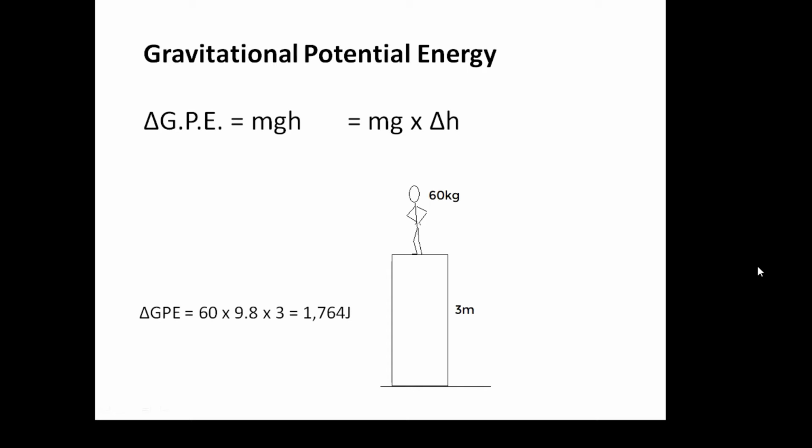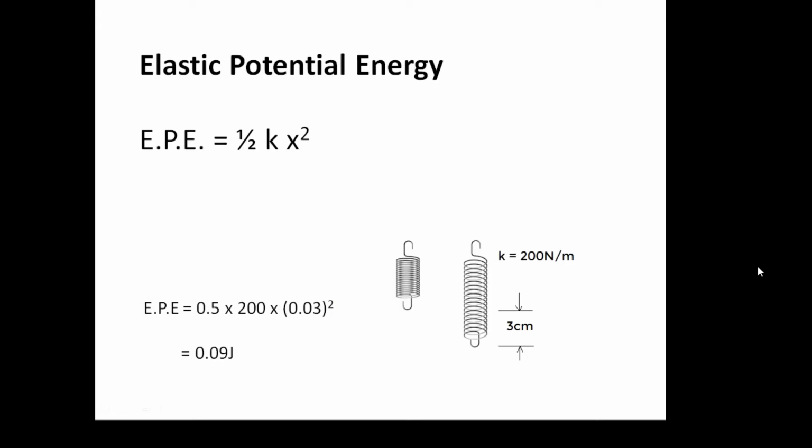In a uniform field where mg is constant, then mg times delta h tells us the change, or the work you would have to do against gravity if you were climbing upwards. Elastic potential energy, I've covered in another video, is a half kx squared. Stretching a spring, you have to do work. It stores elastic potential energy, a half kx squared or a half Fx.